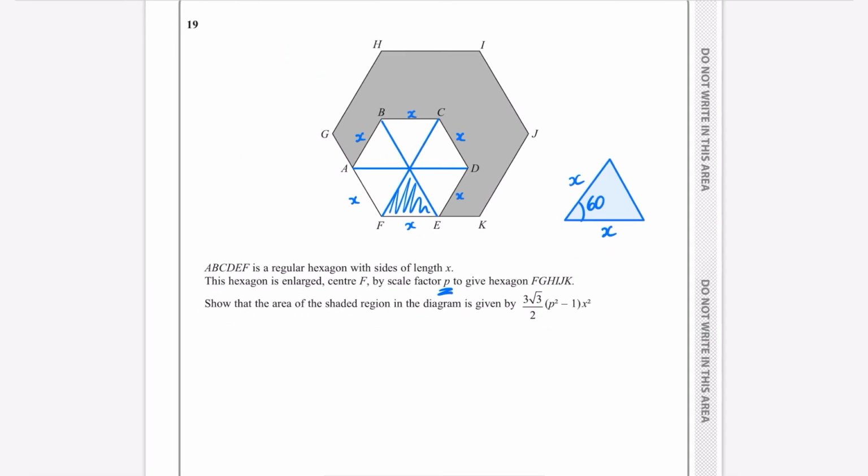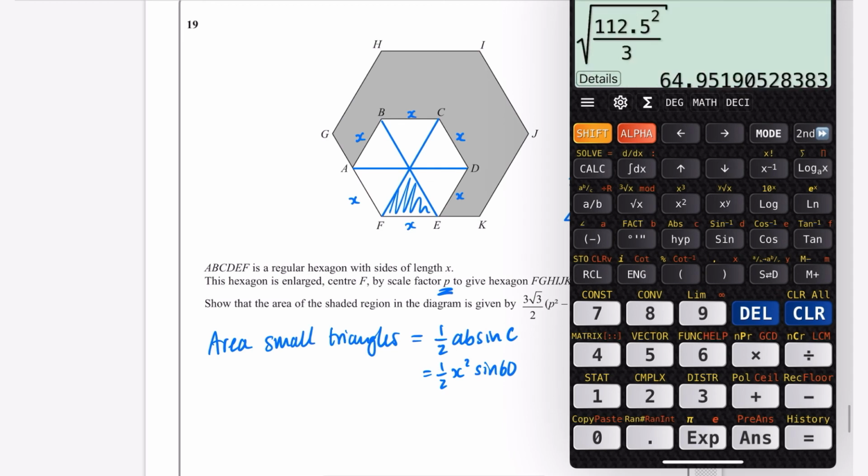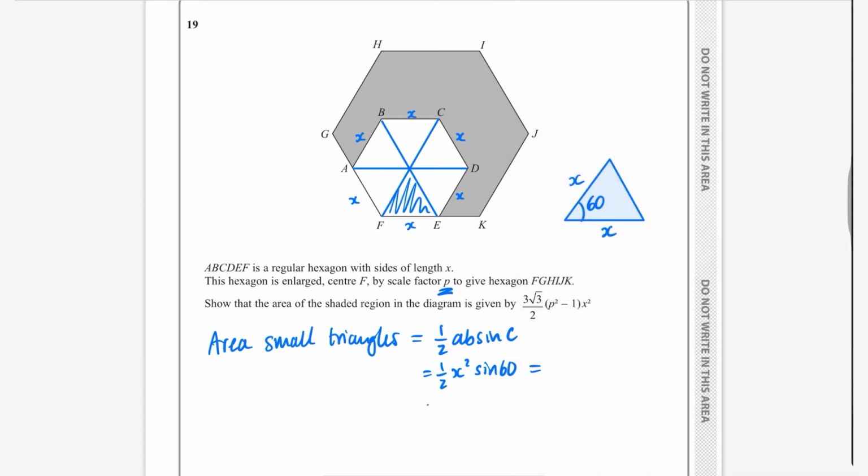So for the area of one of the small triangles, we can use a half ab sine C, which is going to be a half times x squared times the sine of 60. On my calculator, I'm going to do the half, and I'm not going to type in the x squared, but I am going to multiply by the sine of 60. And I'll press S to D, and we get root 3 over 4. So one of the triangles is root 3 over 4 x squared.